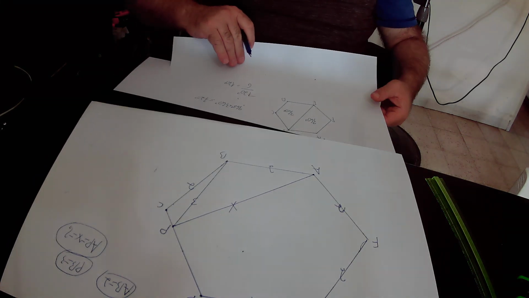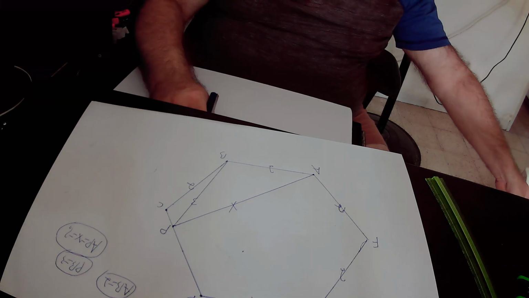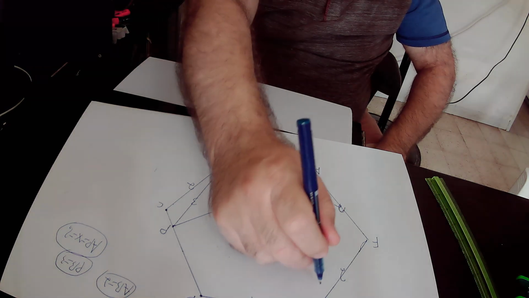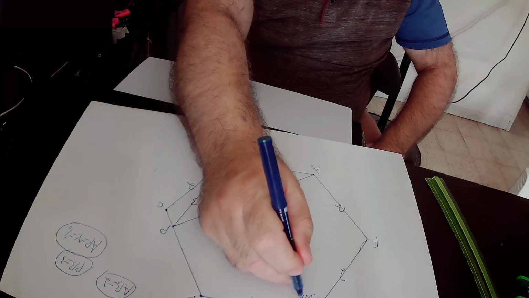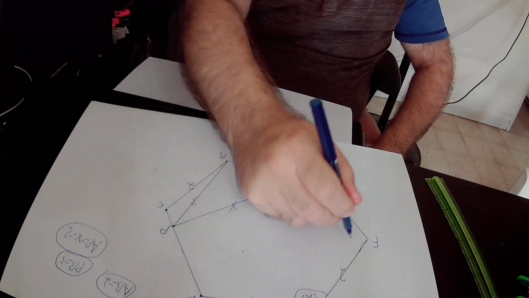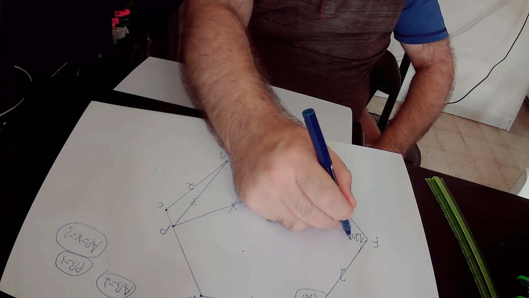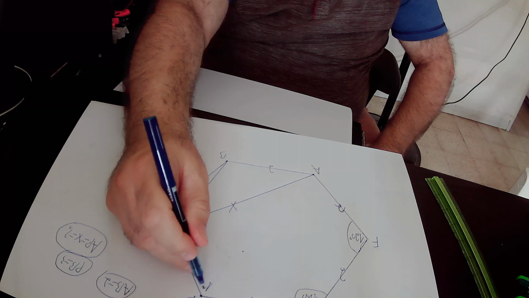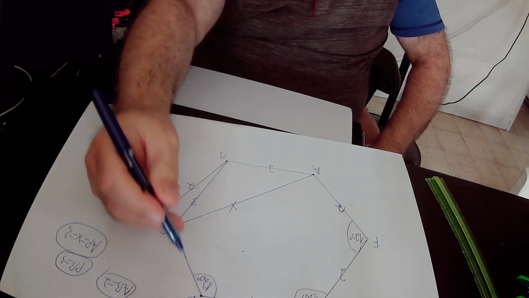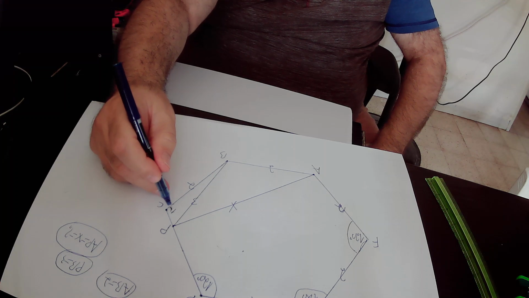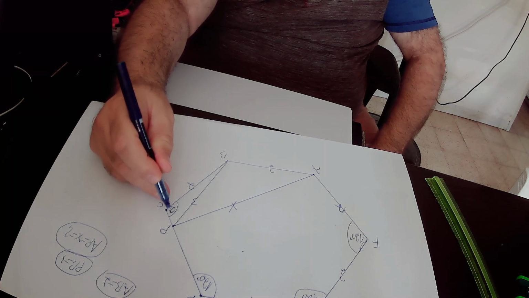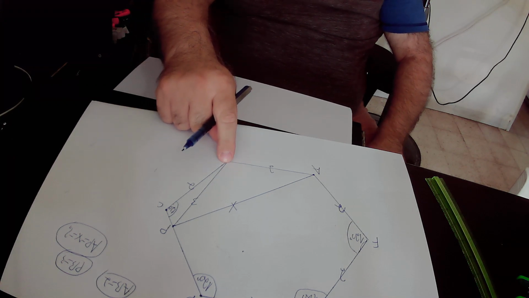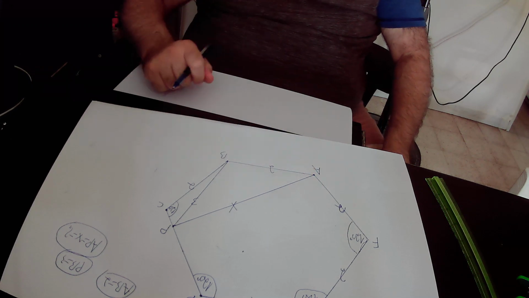Okay, so here we can write down that this angle equals 120 degrees. This angle equals 120 degrees. This angle equals 120 degrees. This angle is also equal to 120 degrees. And this angle equals 120 degrees, and this angle is also equal to 120 degrees.